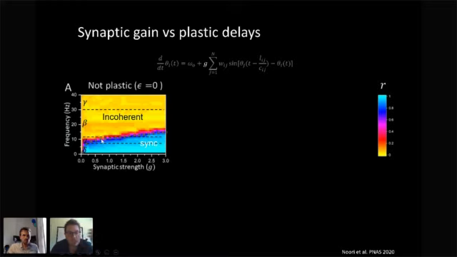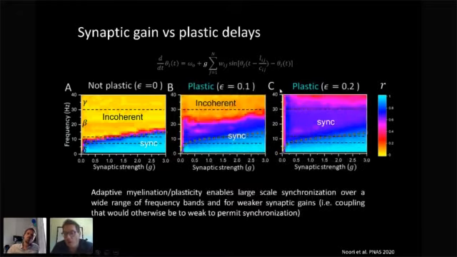And what we found is that by enabling the system with adaptive myelination, and I encourage you to look at the far right here, when plasticity is a bit stronger, epsilon equals 2.2, the order parameter becomes very large across the wide range of possible synaptic strengths and frequency bands. It actually makes it possible for the system to achieve synchrony despite the fact that synaptic connections are too weak to permit that in the first place. So in this context, adaptive myelination allowed the system to maintain synchrony over a very rich range of parameter values.